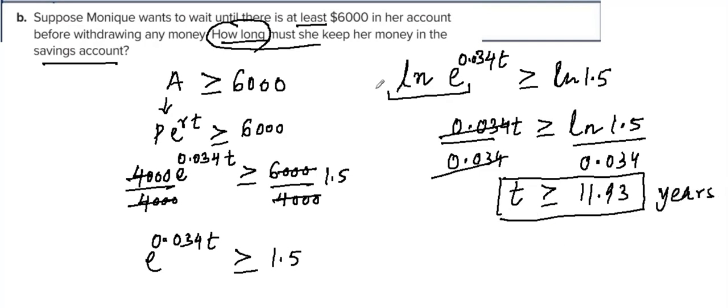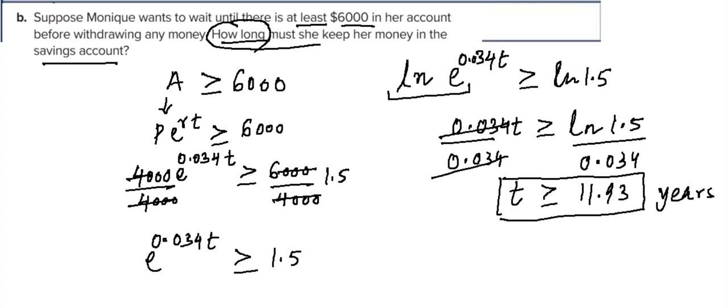So what is the meaning of that? That means she is investing 4,000 in the beginning and she needs at least 6,000 in her account. So how much time will it take so that 4,000 will become 6,000 in her account? This is what they're asking.